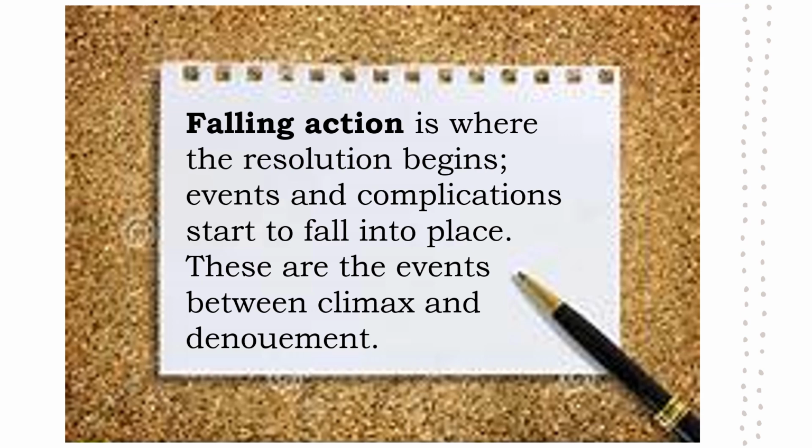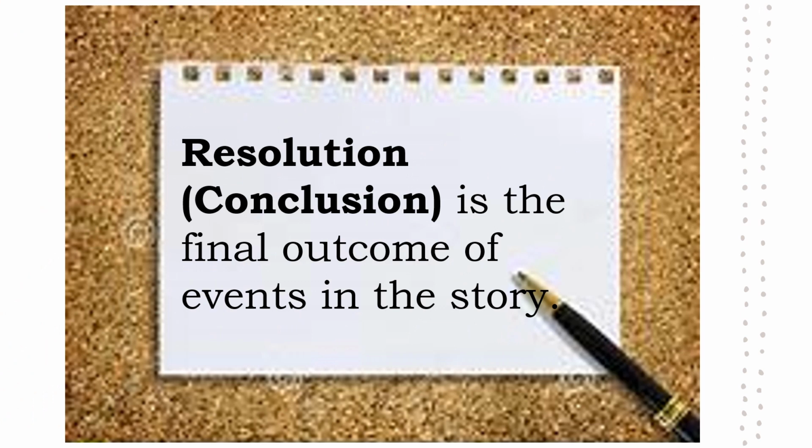Falling action is the part of the story where the resolution begins. Events and complications start to fall into places. These are the events between climax and denouement. Lastly, we have resolution, or what we call the conclusion. This is the final outcome of events in the story.